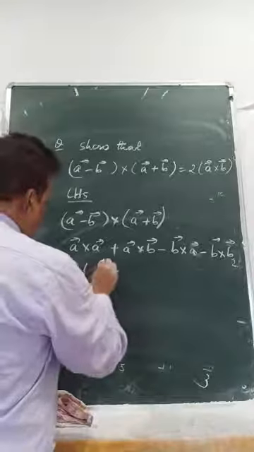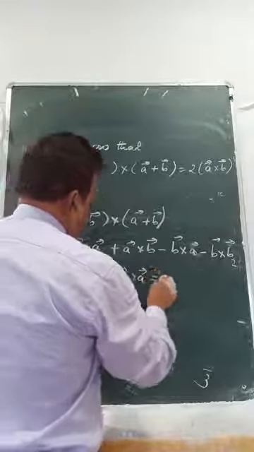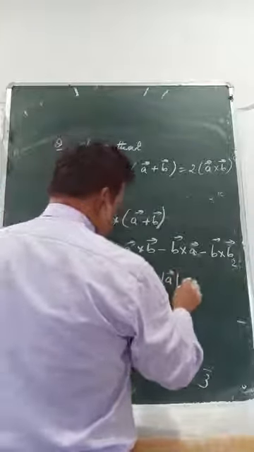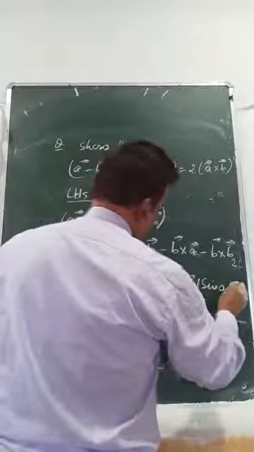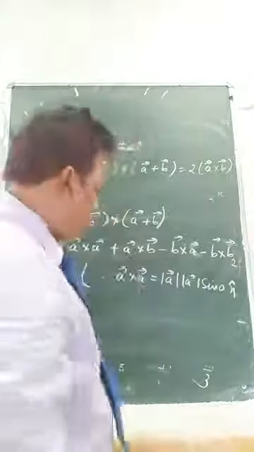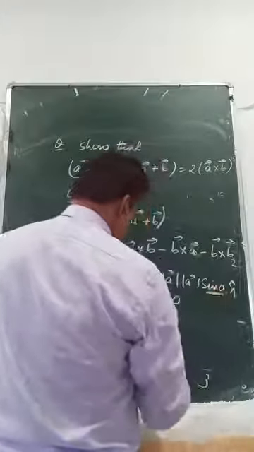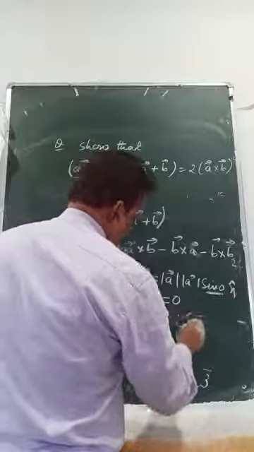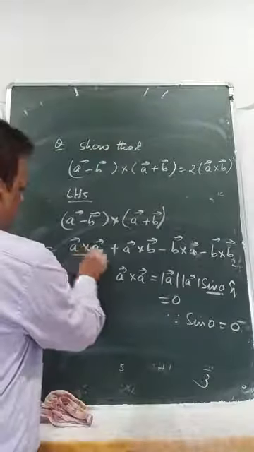Now, what is A cross A? That is mod A sin 0 and a unit vector. That is the definition of cross product. So that is 0 because sin 0 is 0. Since sin 0 equals 0, this will be 0, this will be 0.